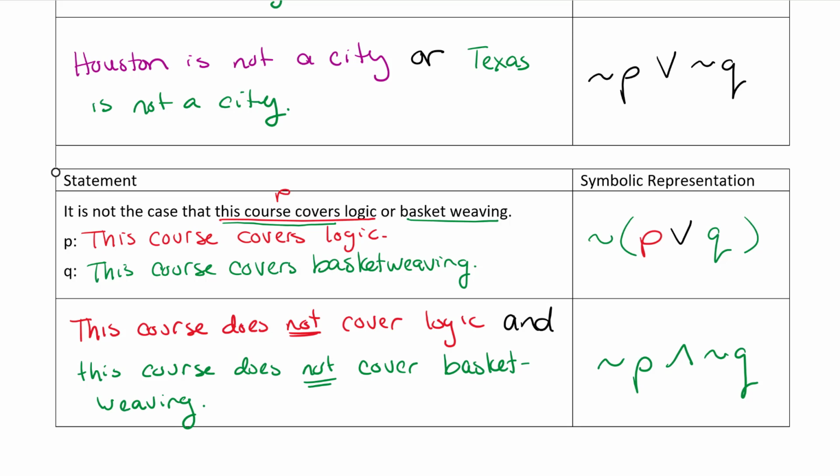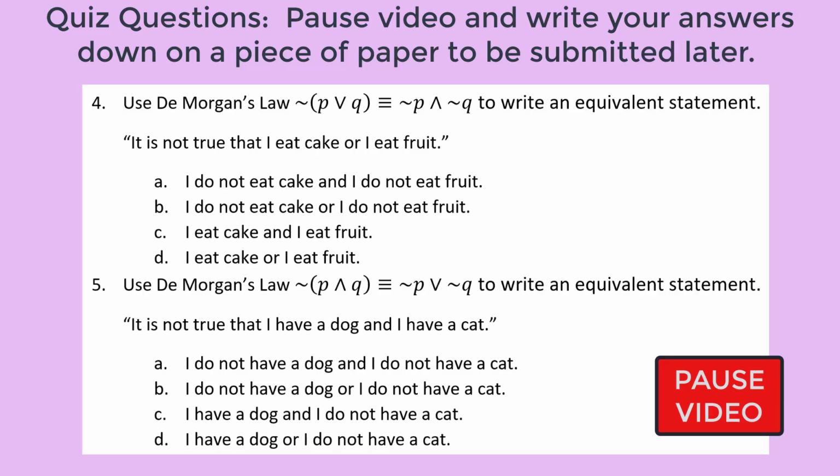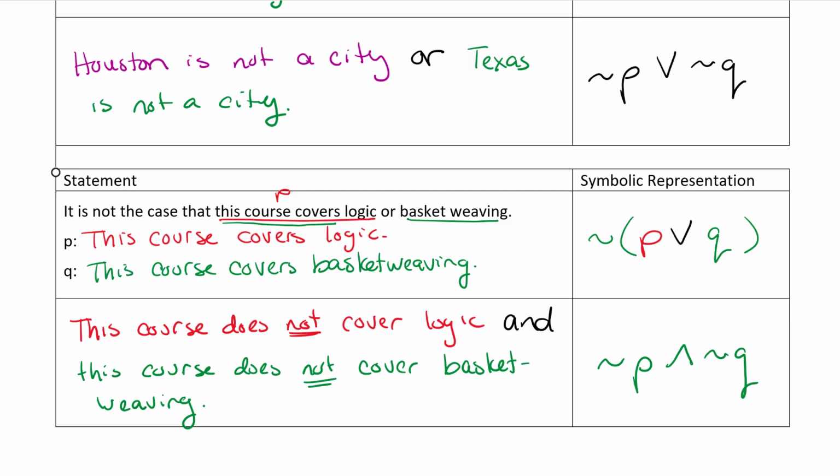And so we can read our original statement, it is not the case that this course covers logic or basket weaving, and that statement is going to be equivalent to this course does not cover logic and this course does not cover basket weaving. And that's going to conclude our lesson on negations and De Morgan's law.